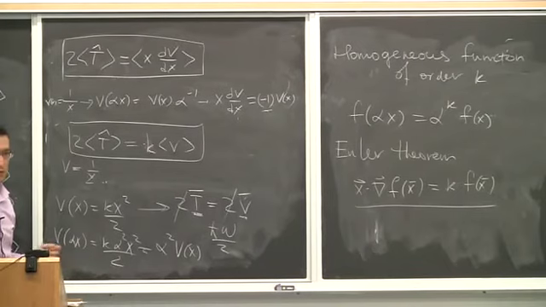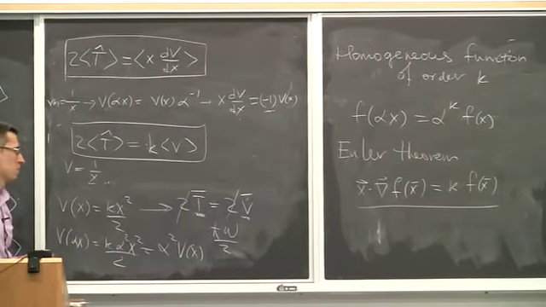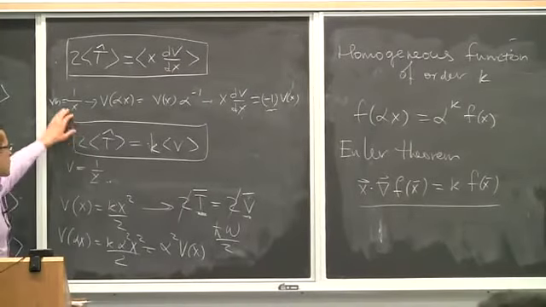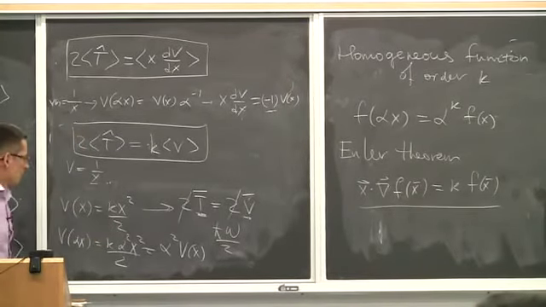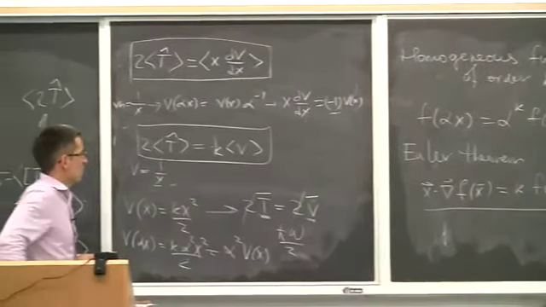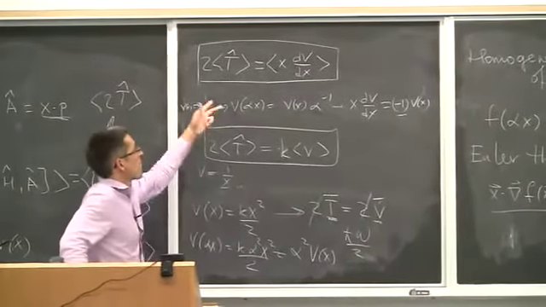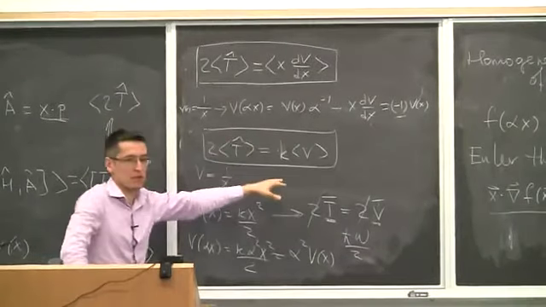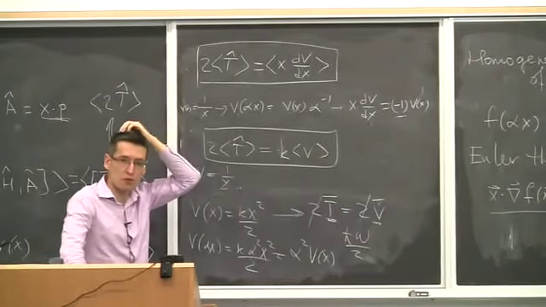If it is homogeneous, of course, right? If it's not homogeneous, then you cannot use Virial theorem. But if it is, like in case of Coulomb, in case of harmonic oscillator, then you can use the Virial theorem and get the relation between kinetic and potential energy even without solving the Schrödinger equation.